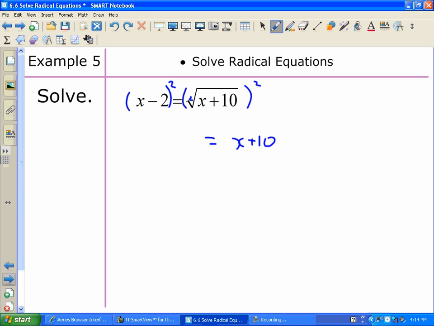The left-hand side, don't be the student that writes x squared plus 4 there. Don't be the student that writes x squared minus 4 there. Be the student who multiplies x minus 2 squared out correctly. X minus 2 times x minus 2 is x squared minus 4x plus 4. I didn't write it down right. There we go. X squared minus 4x plus 4 equals x plus 10.